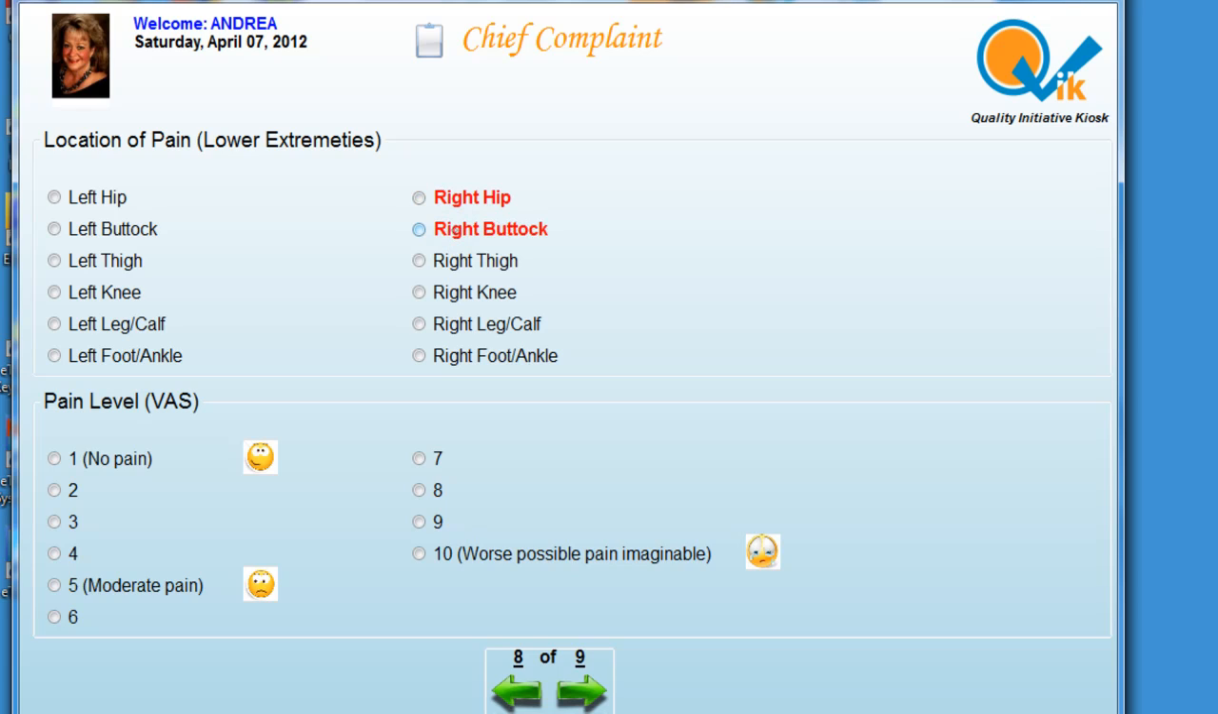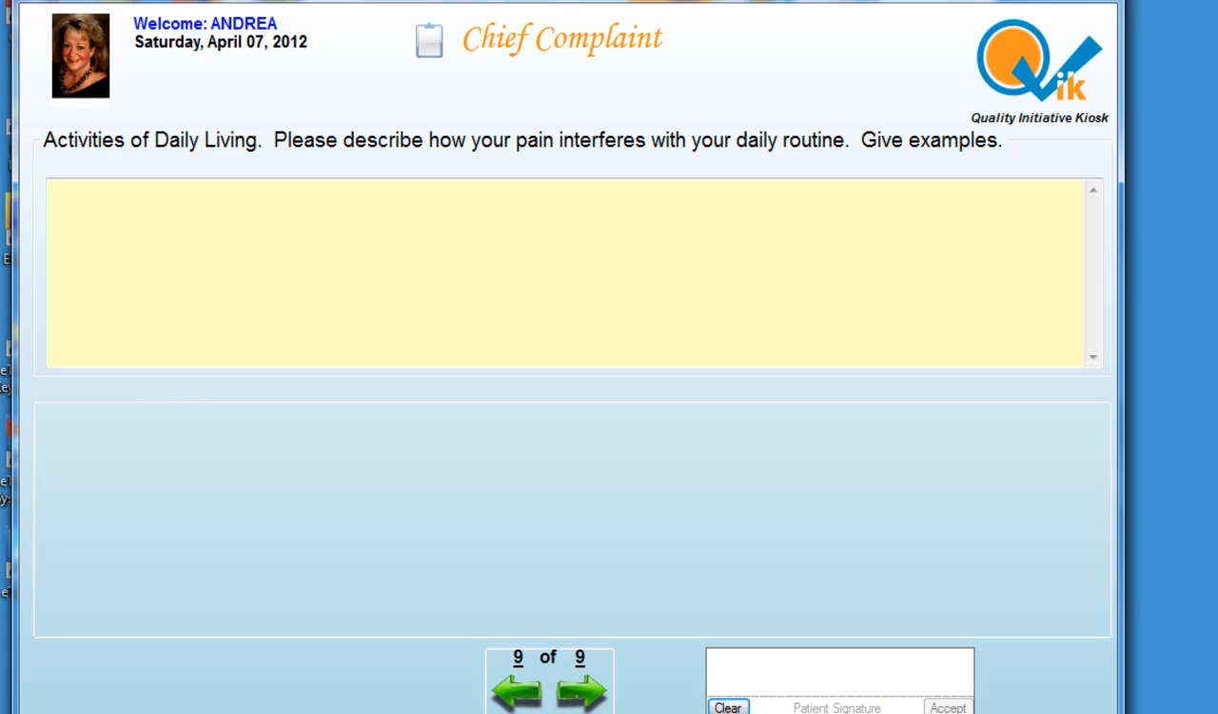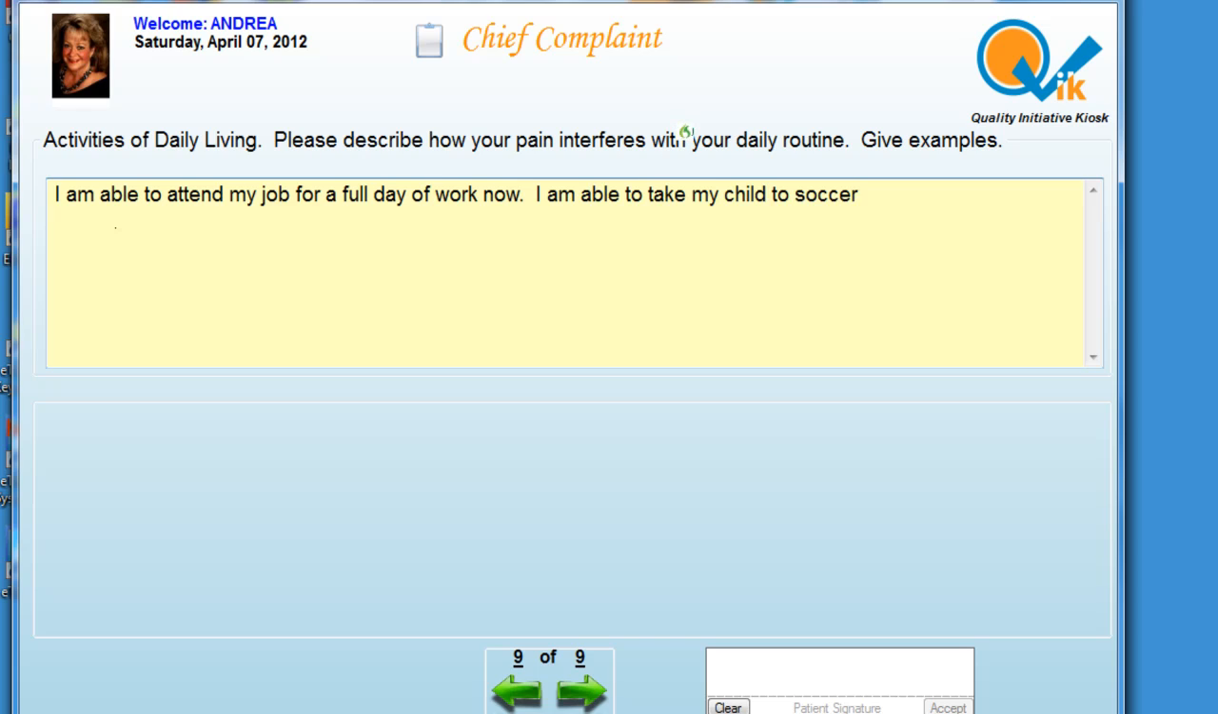The patient is then prompted to indicate their pain level on a visual analog scale. Finally, the patient is asked to indicate how their problem is affecting their activities of daily living. When finished, the patient will be asked to electronically sign and click Accept.